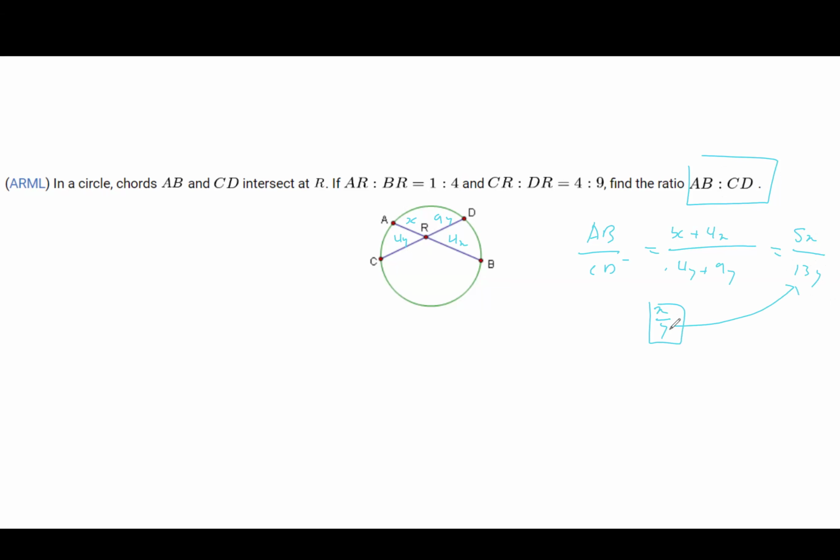Now, this is where we can use power of a point. So I know that AR multiplied by RB equals CR times DR, right? This is just power of a point, like we saw earlier. Now, just replace all of these lengths with my variables here. So I'll get 4x, then 4y multiplied by 9y. Oh wait, whoops, shouldn't be 4 squared. Just 4x. Okay, does anyone have any questions so far?